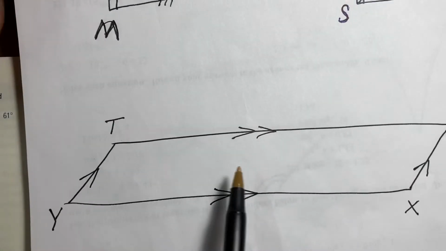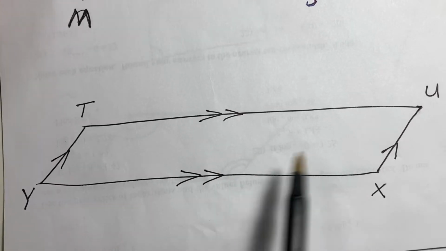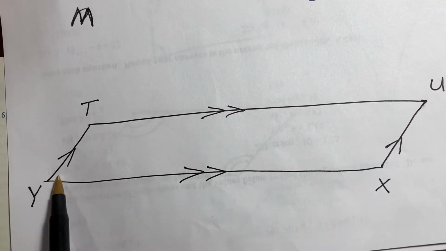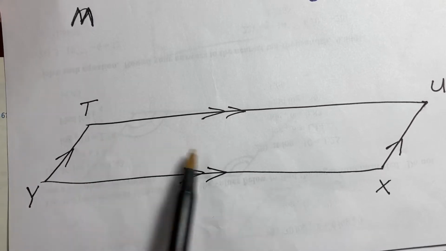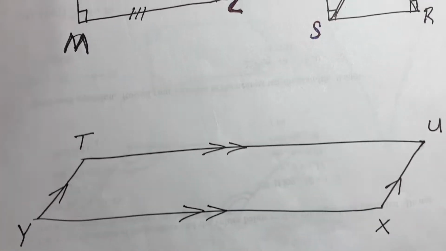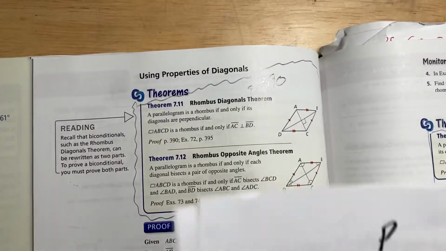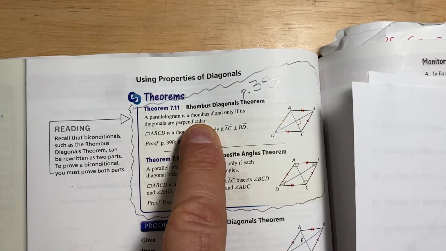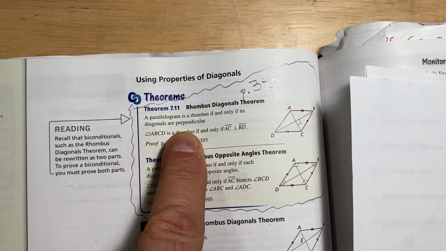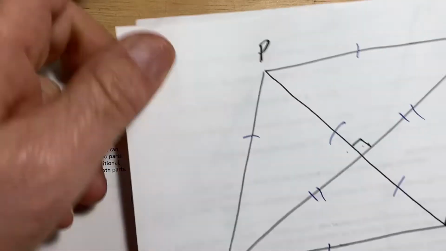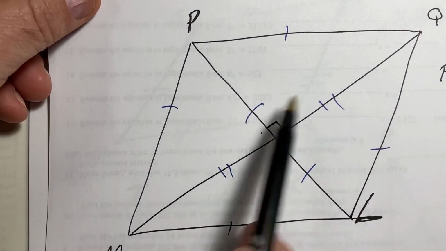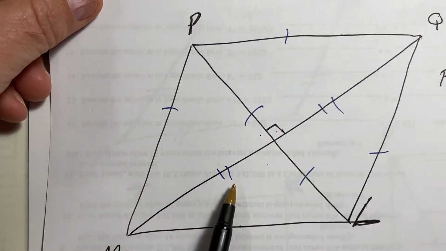Okay. What else do we know about a parallelogram? The opposite angles are congruent. So angle U and angle Y are congruent. Angle T and angle X are congruent to each other. Okay. So rhombus diagonals theorem: a parallelogram is a rhombus if and only if its diagonals are perpendicular. So if you have a parallelogram and the diagonals are perpendicular, then it will be a rhombus.